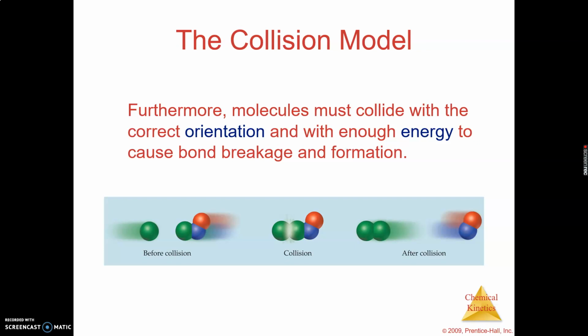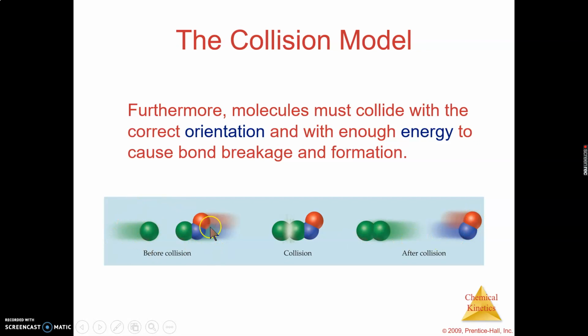Or if they're not at the correct orientation, and I'll explain that more in a second, then we don't have the right collision, so they just bounce off of each other and nothing happens. And so we look at this scenario here, what do we mean by orientation? Well, it's how they're positioned in space. If we look at our reactants here and our products here, we want to make it to where the two green spheres are together and then the blue and red are together.